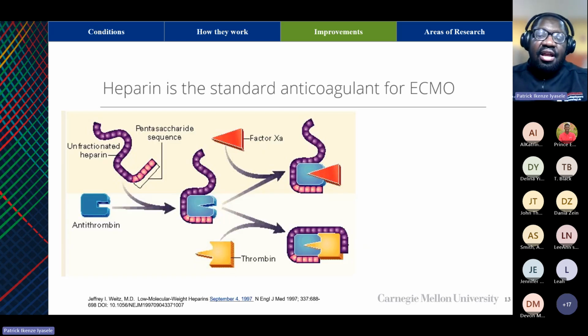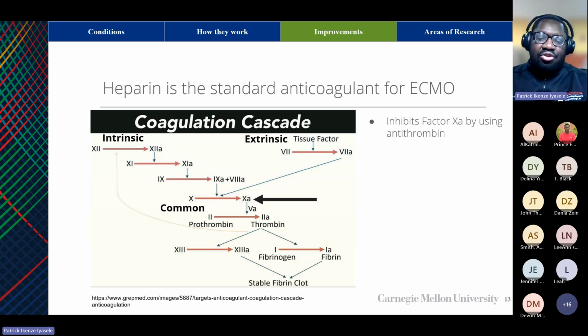Heparin is the standard anticoagulant used in ECMO in the clinic. It is given intravenously. Heparin anticoagulation is mostly due to it binding and activating antithrombin, which then binds to factor Xa. Binding to factor Xa prevents the continuation of the coagulation cascade by preventing factor Xa from converting prothrombin to thrombin.